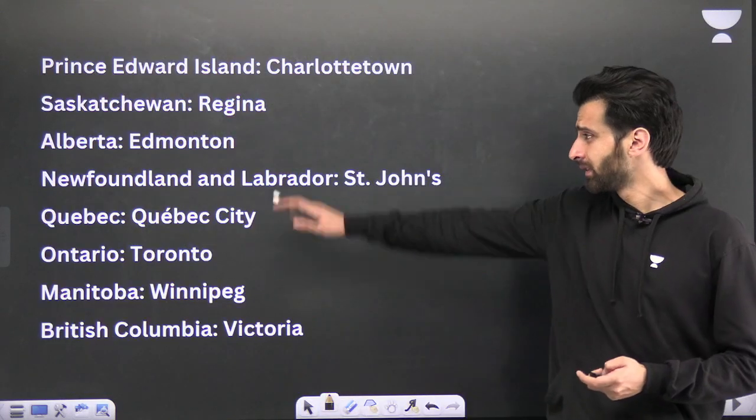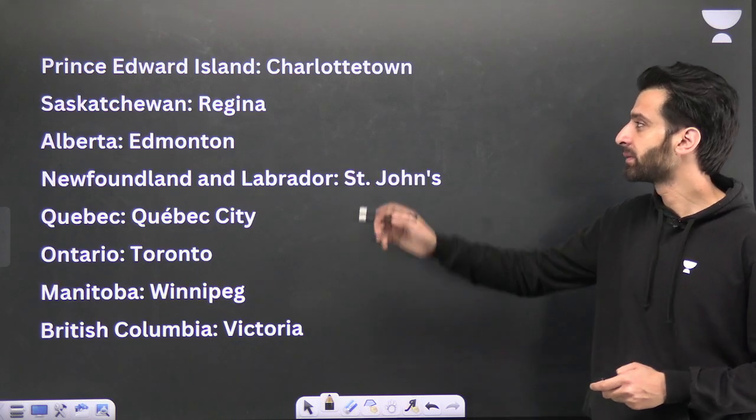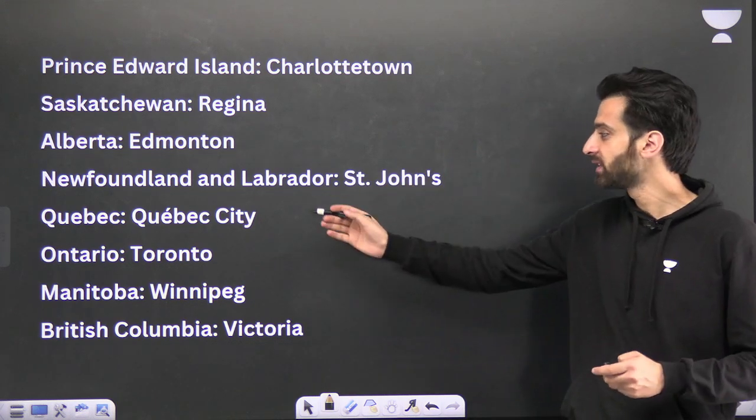Now, these are the names of all the provinces that are there, along with the capitals as well, like Prince Edward Island and Saskatchewan. We have got this list for you. You can take a screenshot of this and memorize.